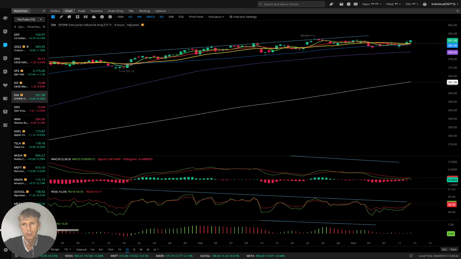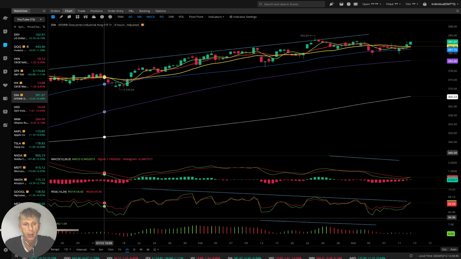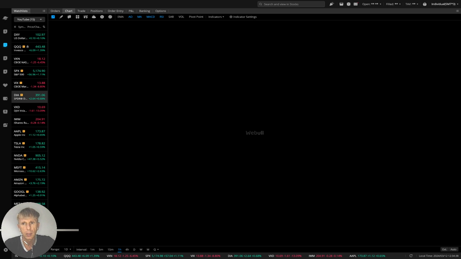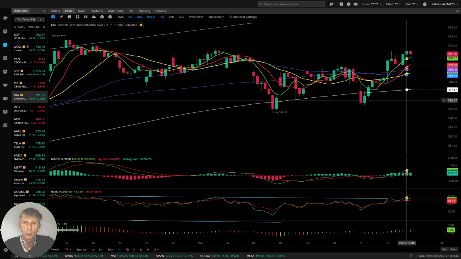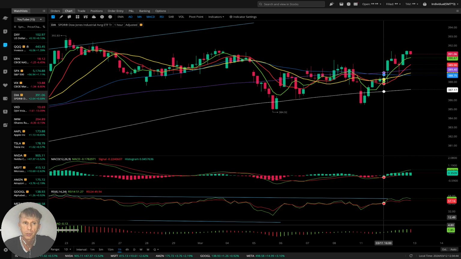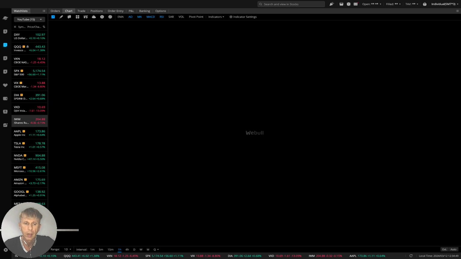4 hours time frame, last bar above all moving averages, bullish trend. All indicators also did a bullish crossover, bullish trend. 1 hour time frame, last bar above all moving averages, bullish trend. Bullish trend on all indicators. IWM.